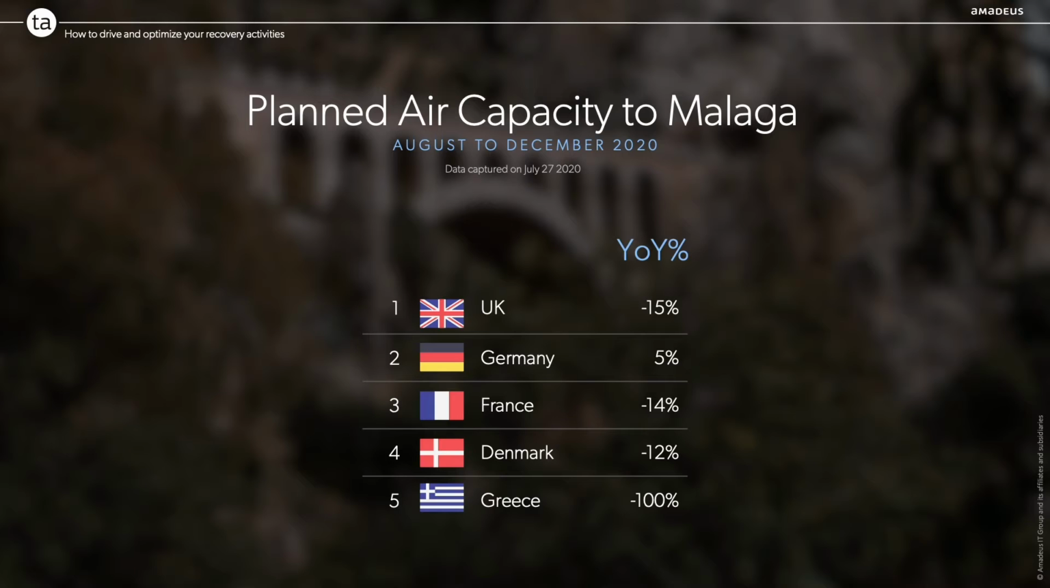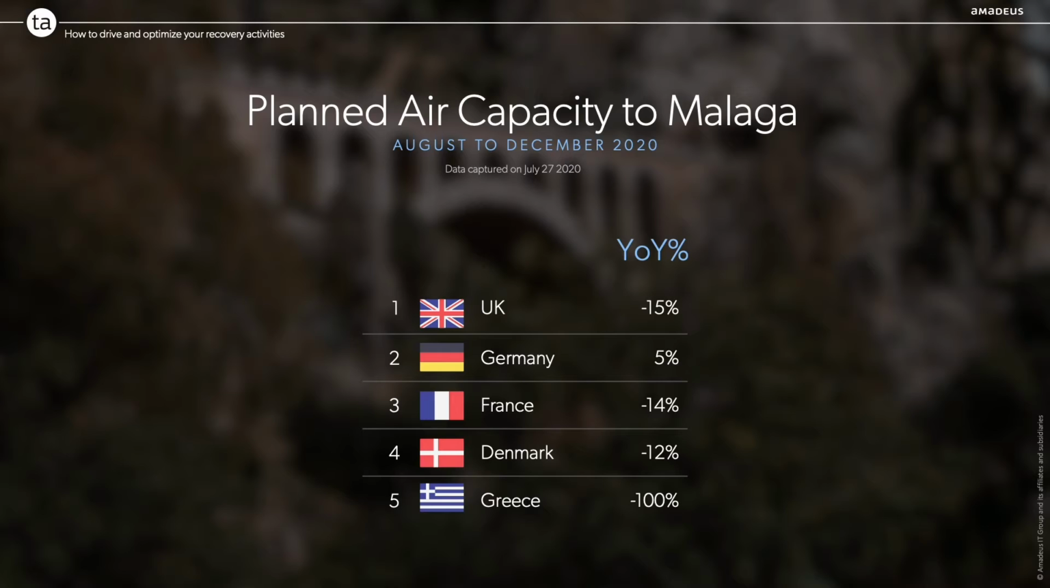Though Greece is in first place in terms of searches to South Europe, the country is in 5th place in our air capacity table with 0 flights scheduled to Malaga until the end of the year. This shows us again the importance of considering not only demand to the destination, but also checking the air capacity data before planning any marketing activities.